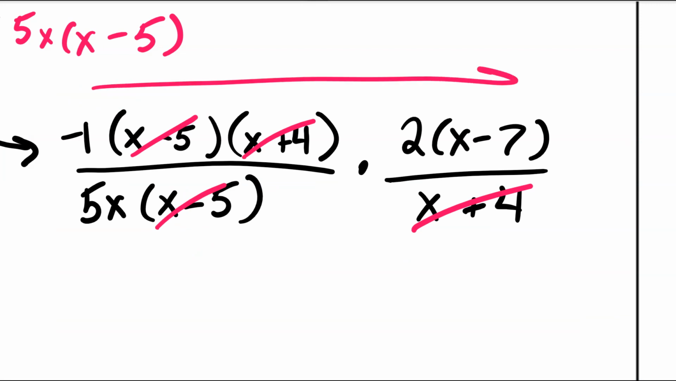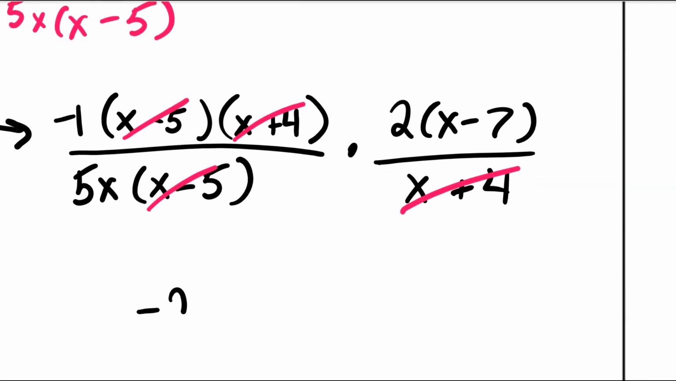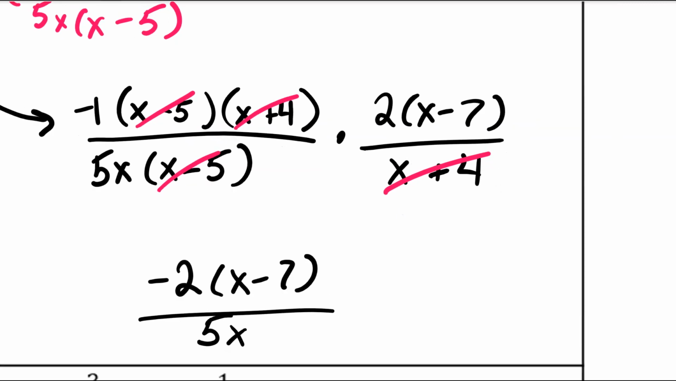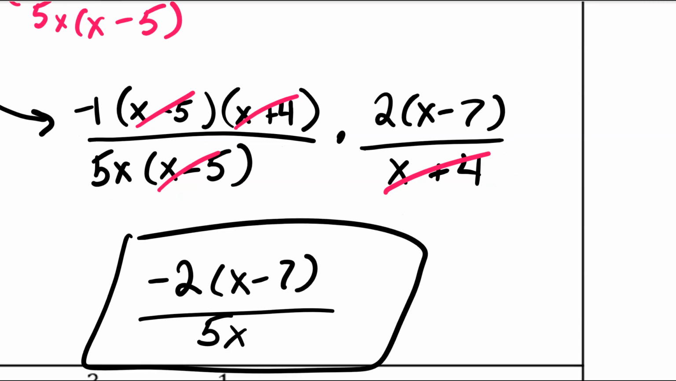So if I multiply everything I have left in my numerator, I've got a negative 1 times 2, which would just be negative 2, times x minus 7. And all I have in my denominator is a 5x. So that's as far as I'd be able to simplify that, right? Negative 2 and 5 don't have anything in common, and there's nothing I could reduce that x with. So sometimes your answers will be really clean and a lot of things will simplify, but sometimes you'll be left with a binomial or two. It just depends on how the factoring goes.